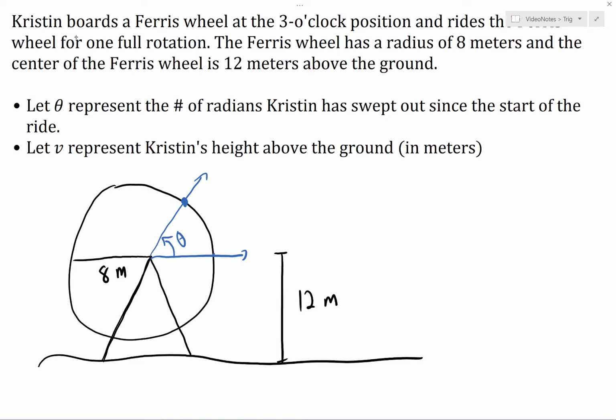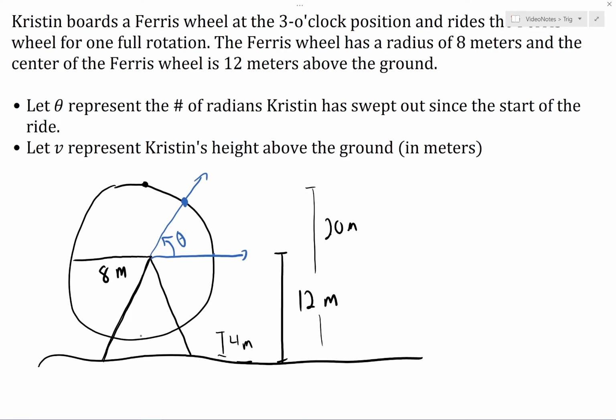So the variable v, Kristen's height above the ground, is actually a height. Right now it looks something like this. It's the height above the ground and not the height above the center of the Ferris wheel. So we know the highest she can get above the ground is up here when she hits the top, and that height is the 12 meters where the center of the Ferris wheel sits, plus an additional 8 meters for the radius of the Ferris wheel. So the highest she can get is 20 meters, and the lowest is 4 meters. It's the 12 meters of the center, and then take away 8 meters for the radius of the Ferris wheel.